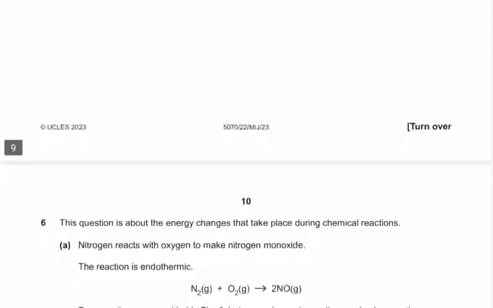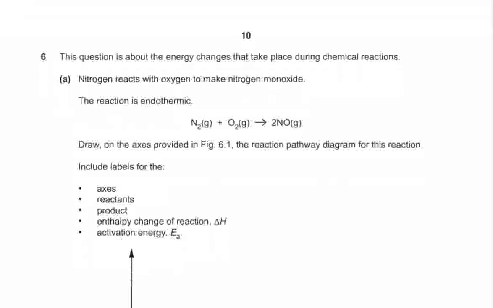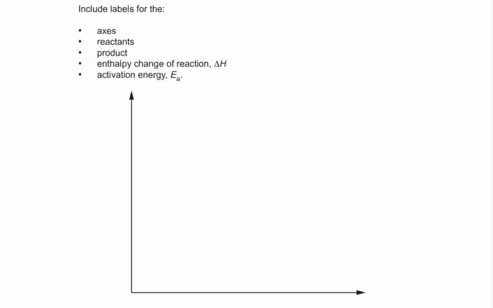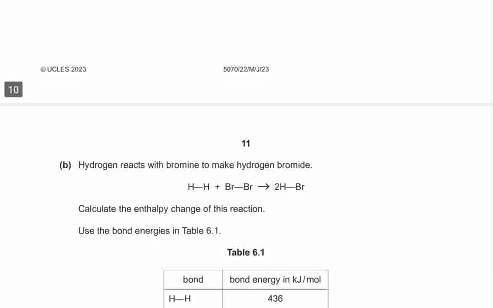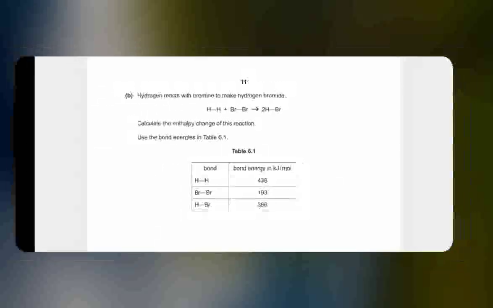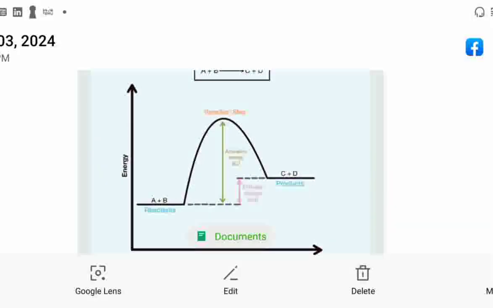Next question is about drawing the energy pathway of the reaction by labeling axis, reactant, product, enthalpy changes, and activation energy. That will show to you later on how you draw it. And there is one more question in which the bond energies are given to you, and you have to calculate the enthalpy change of this reaction. So there we have the way to solve it.